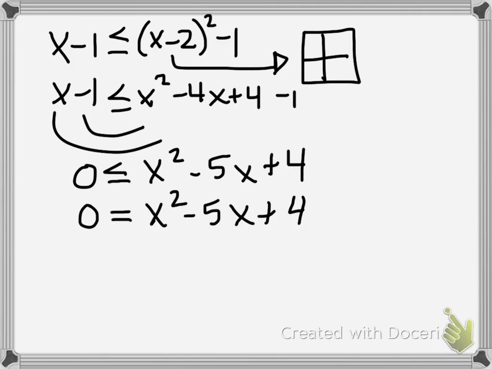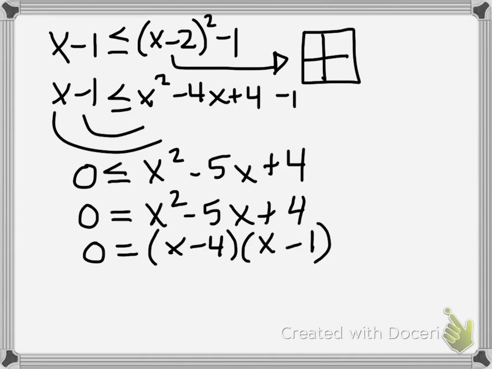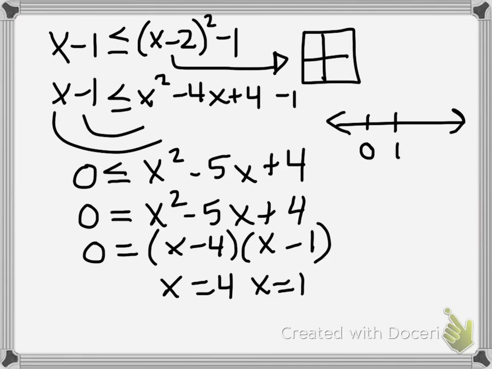I can use, again here, factoring or quadratic formula. I'm going to use factoring. You could use quadratic formula if you want, but I get x equals 4 and x equals 1 as my boundary points. So I can now create my number line. Here's 0, 1, and 4. And I look at my very original problem. And that means I'm going to have closed circles.